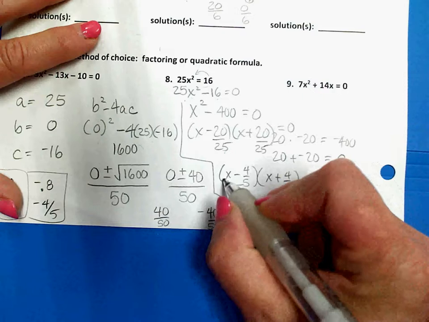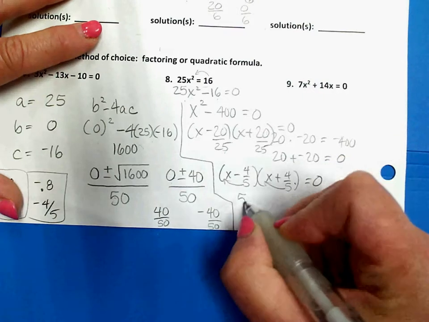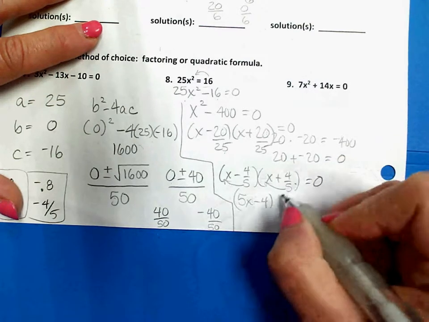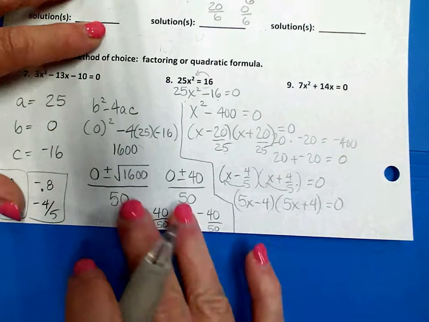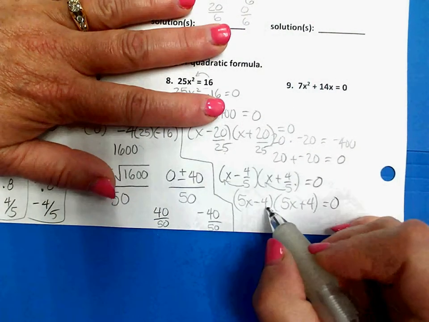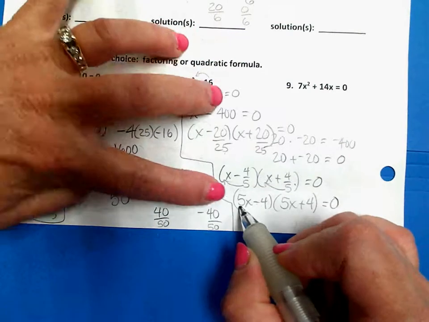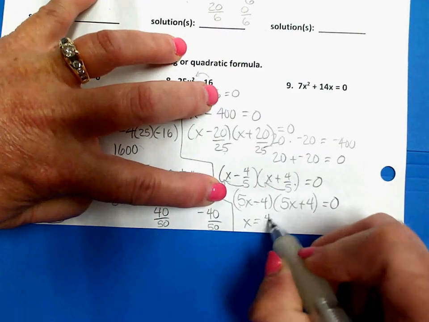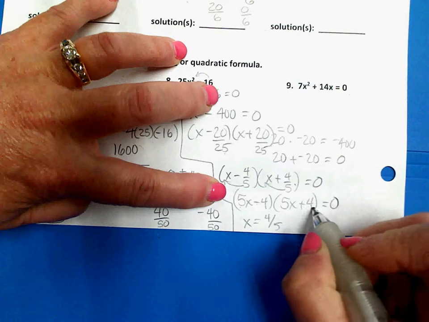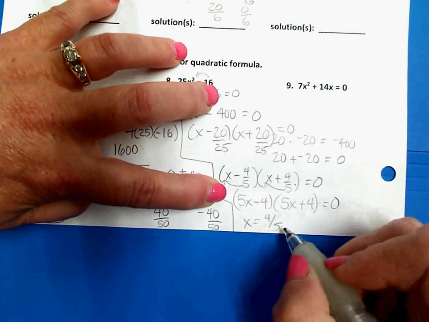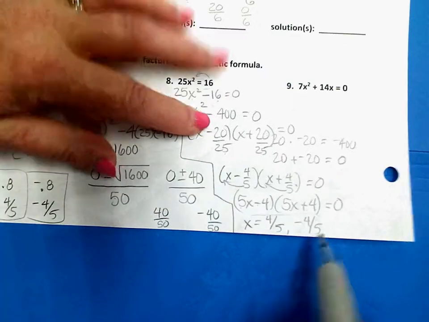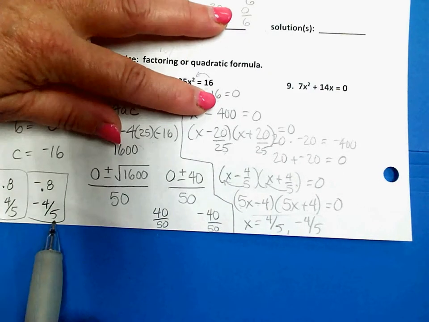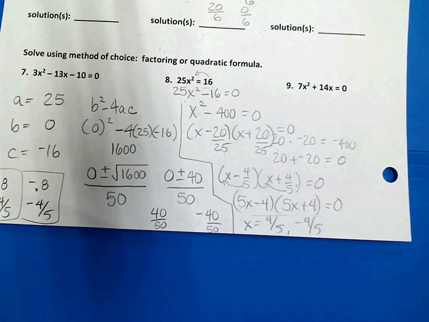Put this up. 5x minus 4, 5x plus 4 equals 0. Your answers, this number opposite sign over this, so positive 4 over 5. This number opposite sign over this, negative 4 over 5, which you can see are the same as what you had over here. So whichever method you use, you'll still get the same answers.